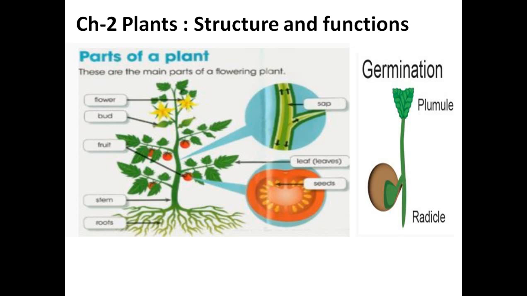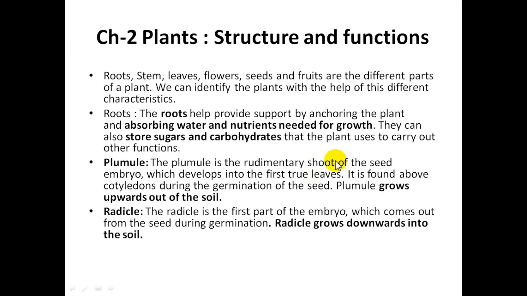So what you will see, first the root part is known as radicle, and the shoot part which started developing is called plumule. So the root part is known as radicle and shoot part is known as plumule. Now, roots, just have a quick reading on it. Roots, stems, leaves, flowers, seeds, and fruits are different parts of plant. We can identify the plants with the help of these different characteristics.